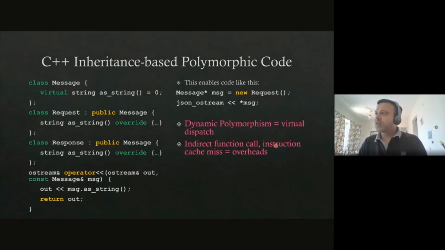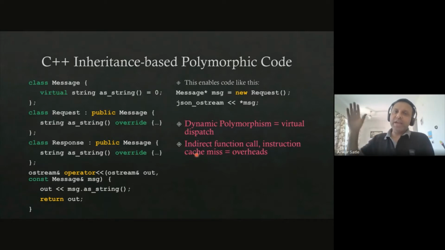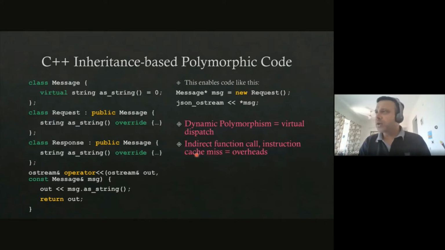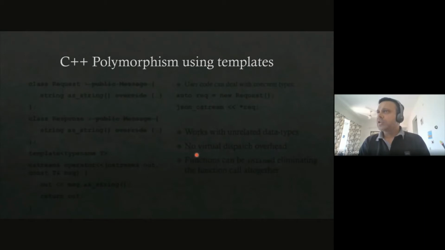Okay, indirect function calls and function call jump also means that you have an instruction cache miss. The next instruction is somewhere else in where the function body is placed. It's not right there. You have to jump and make a function call. So there are overheads here. Okay. So this is a dynamic polymorphism case.